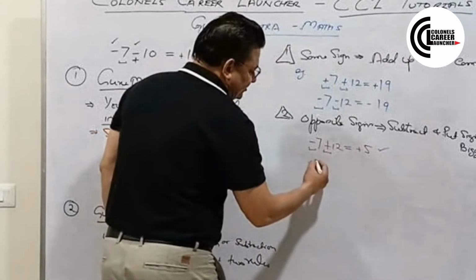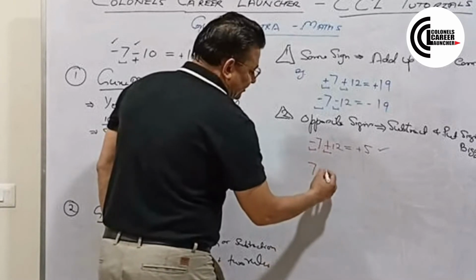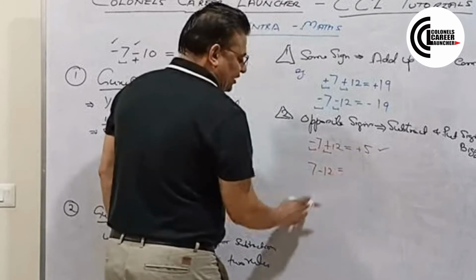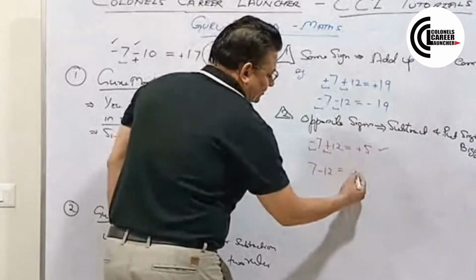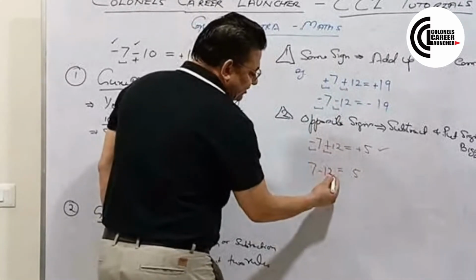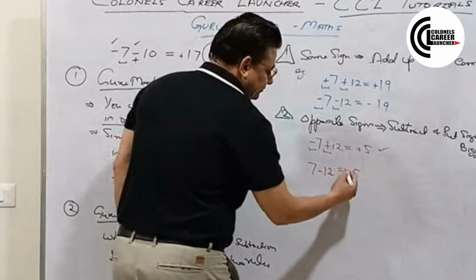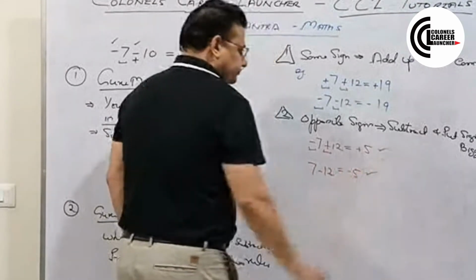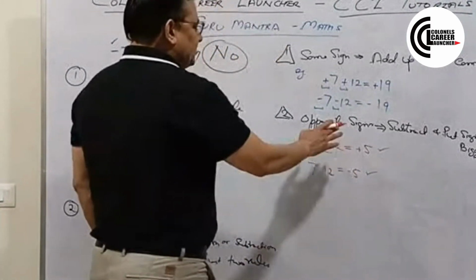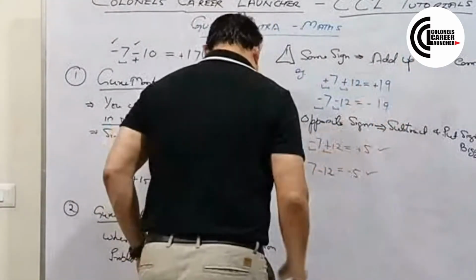What happens? Let's say I have plus 7 and minus 12. What will happen? Again, I'll subtract. I'll get 5. But what sign do I put? I will put the sign of 12, which is the larger number. So it is as simple as that. Same signs add up, put the common sign. Opposite signs subtract, put the sign of the bigger number.